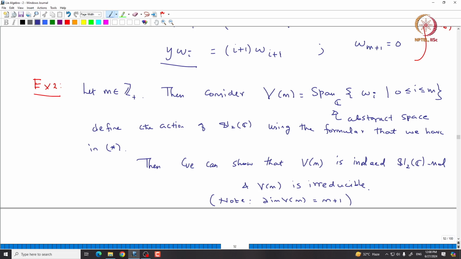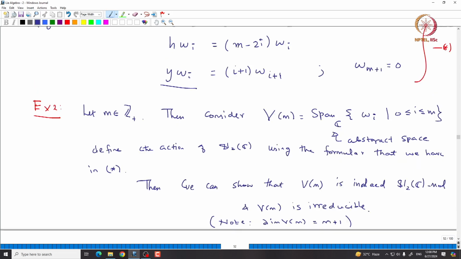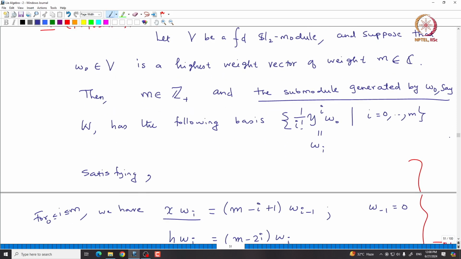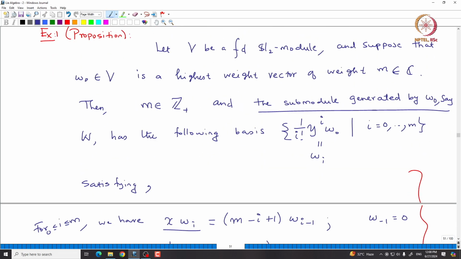So, now using this you can actually see that this module that we have here generated by this W naught almost looks like the irreducible module corresponding to this highest weight m. So, indeed one can prove that this W will be isomorphic to V of m, because all these vectors are non-zero. So, that means they are a basis for this W, and W will be isomorphic to V of m. So, that also I will leave as an exercise that immediately follows from this proposition.